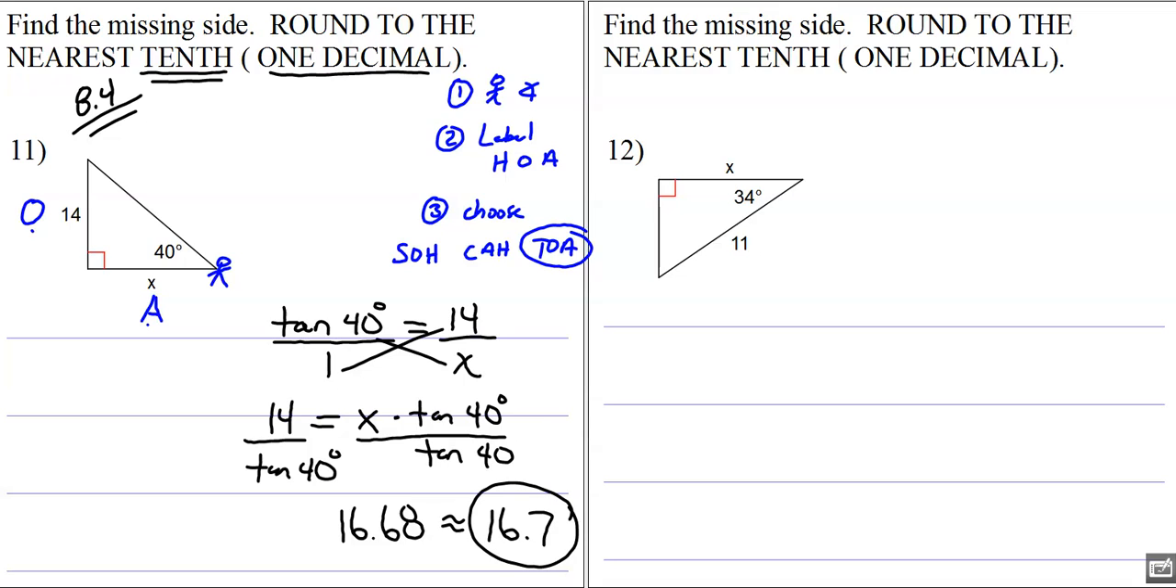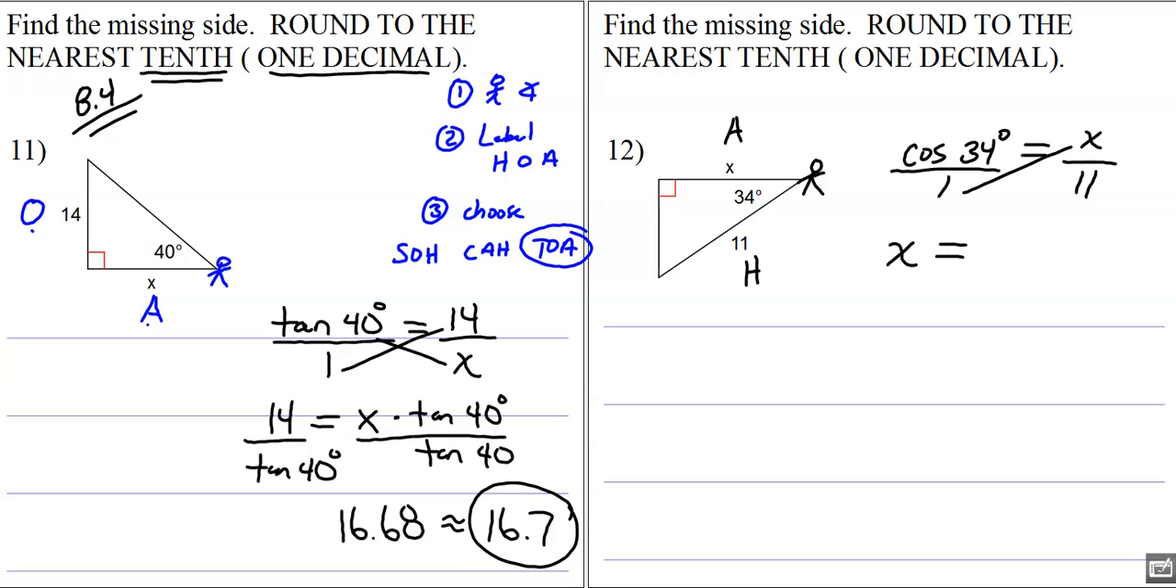Number 12, same thing. Go a little quicker on this one. I get my guy on the angle given. Label: adjacent, hypotenuse. Oh man, this one is going to be a cosine problem. This is CAH. So the cosine, when standing on 34 degrees, is adjacent on top of hypotenuse. Slap a 1 under there, cross multiply.